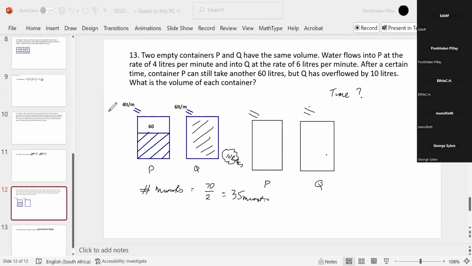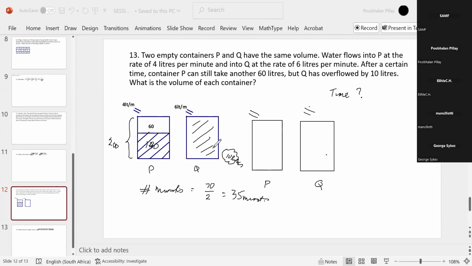So at 35 minutes, at 4 liters per minute, in 35 minutes, this thing would have filled 35 times 4. So it'll be 140 here, right? Because in 1 minute, 4 liters flow in. After 35 minutes, it would have been 140. So the volume is 140 plus 60, which is 200.